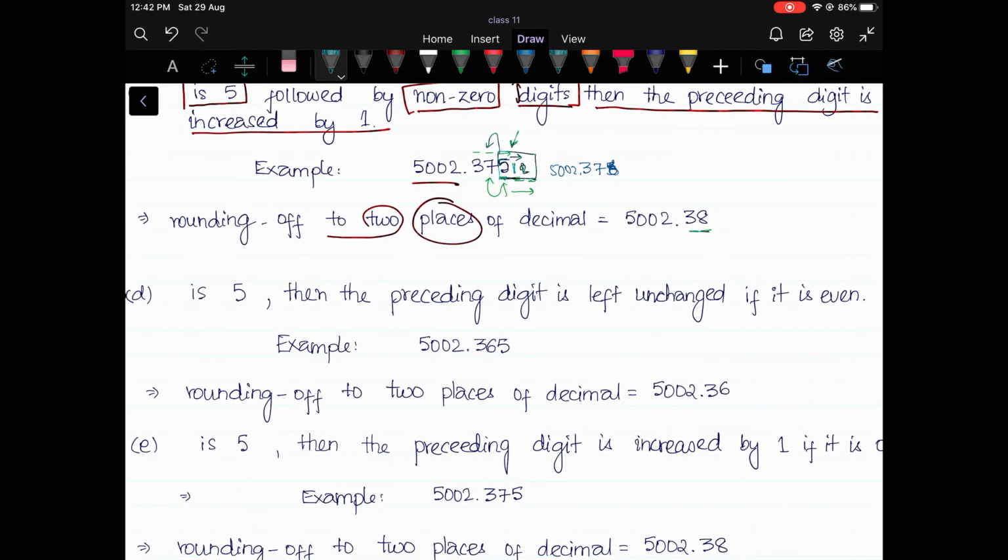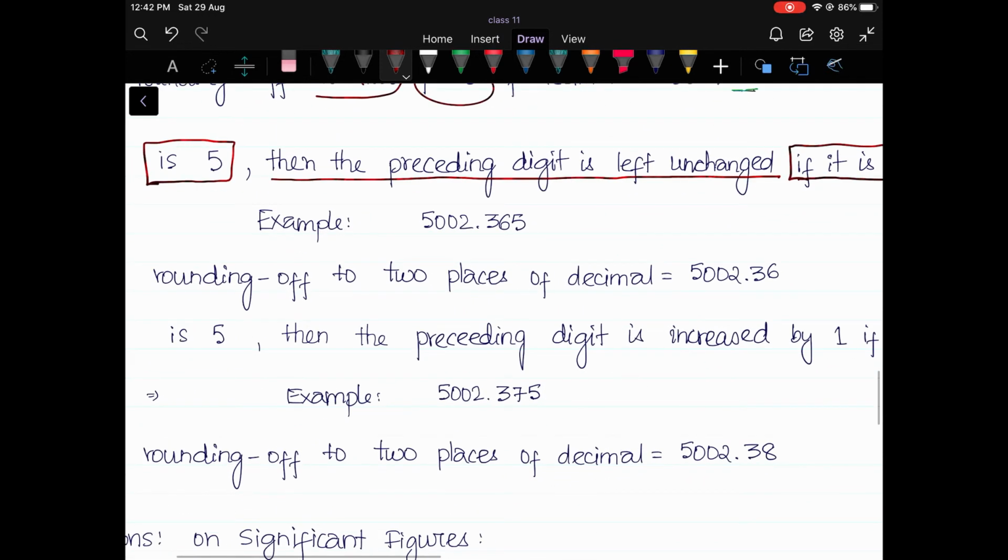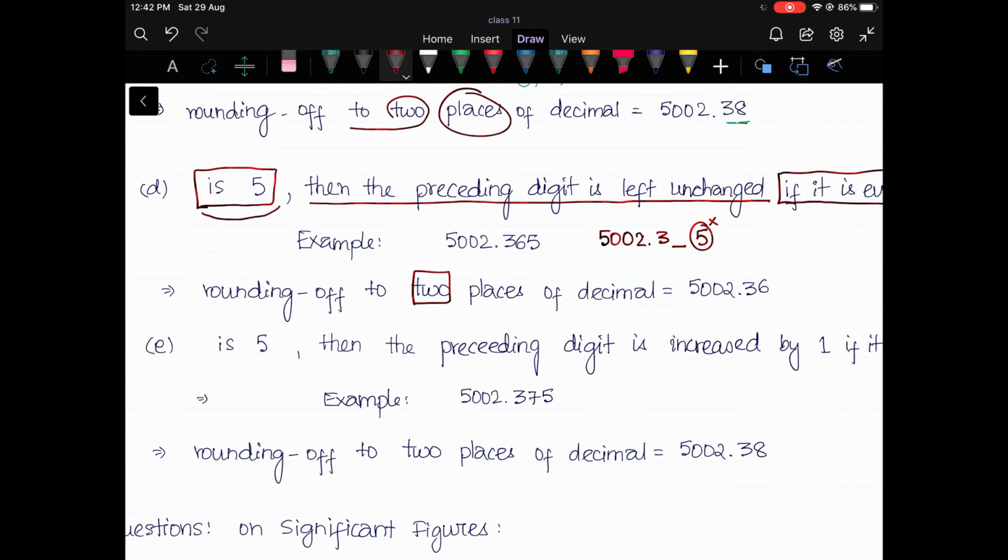Then the next rule: if the digit that has to be dropped is 5, then the preceding digit is left unchanged if it is even. In this case again, suppose we want to round it off to 2 places of decimal. That means we are going to write 5002.3 and then one number, because we don't want to write that last number, that is your 5, it has to be dropped. And the rule says if the digit is 5, clearly you can see it is not followed by any number.